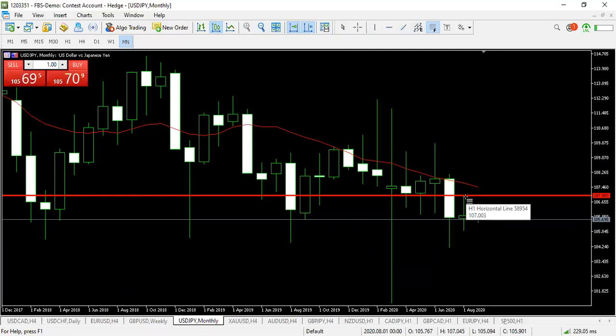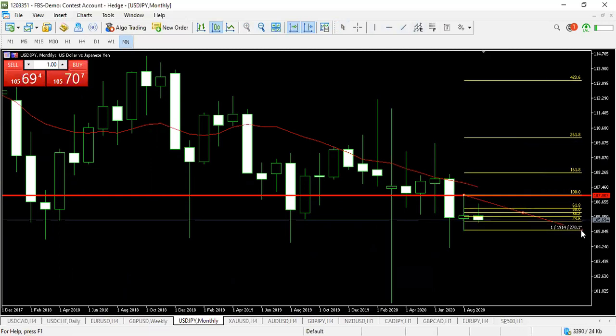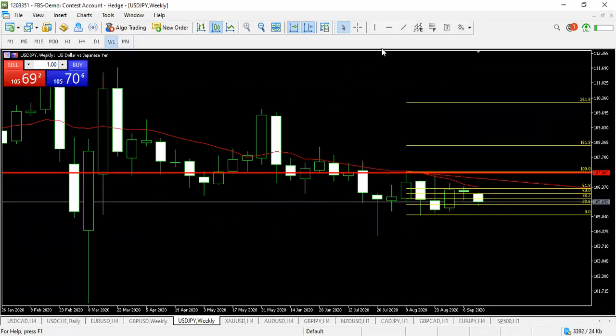So this one, the USD JPY also. I've been looking at it lately, and it's not really clear what's going on. However, we need to analyze it either way, so let's see what it gives us this week.